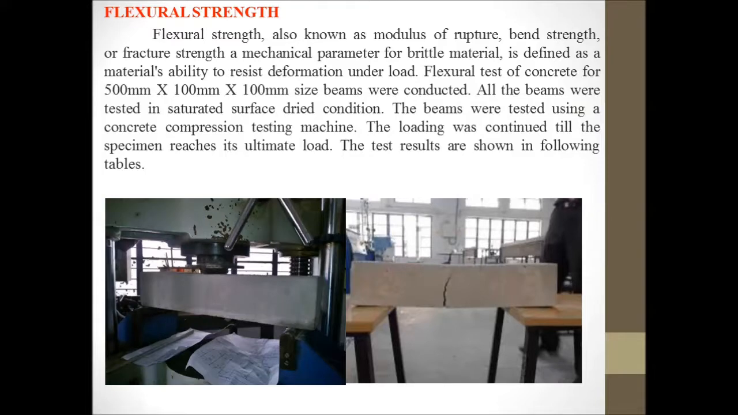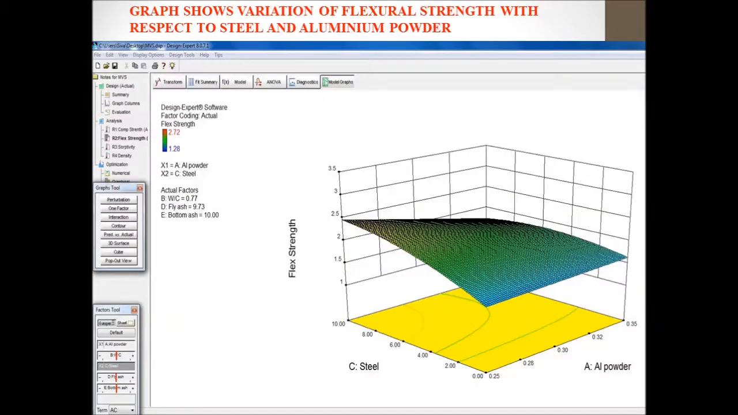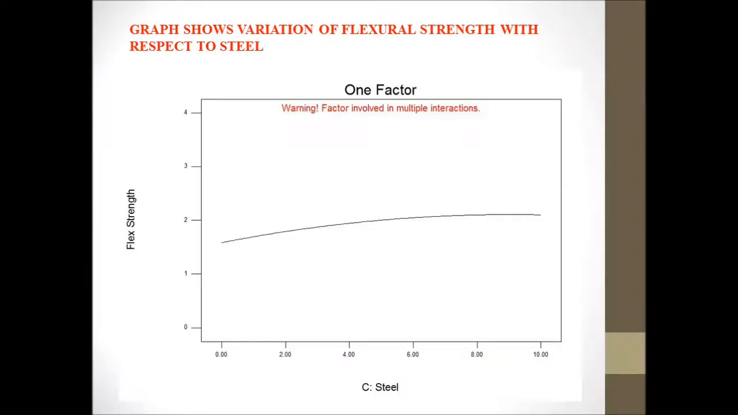Flexural strength is also known as rupture strength or bending strength. It is also tested in the UTM machine. When steel waste gets increased, flexural strength will also get increased. When aluminum powder gets increased, it doesn't change the flexural strength, so it's constant. When steel waste is increased, the flexural strength also gets increased.